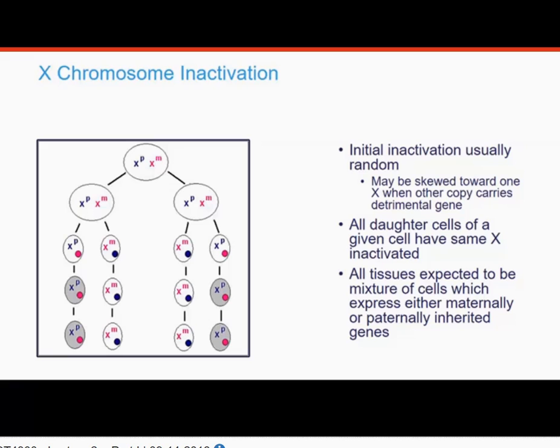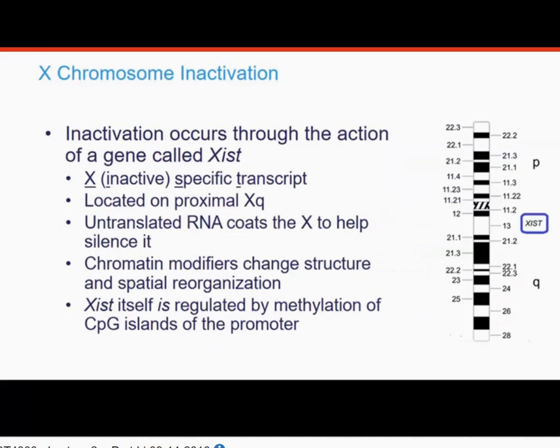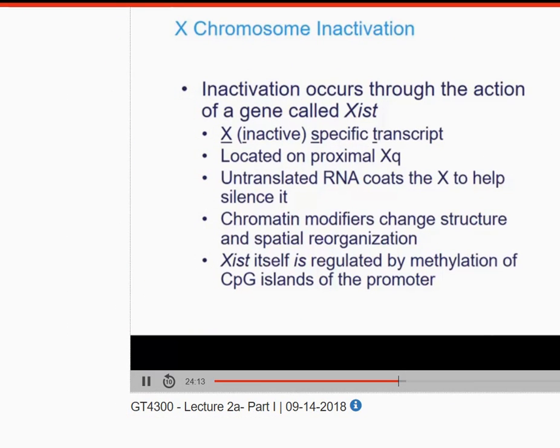And so in a female, you basically have all tissues that are a mixture of cells. There's a book called All Females Are Mosaic, because of the X inactivation. Now, how does this X inactivate itself? There's a gene in XQ13, in this band right here, called the XIST gene, and that stands for X inactive specific transcript. It produces RNA that is not translated into a protein, but that RNA coats the X and helps silence it.